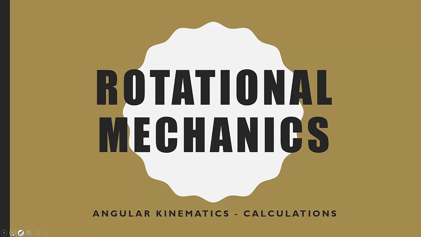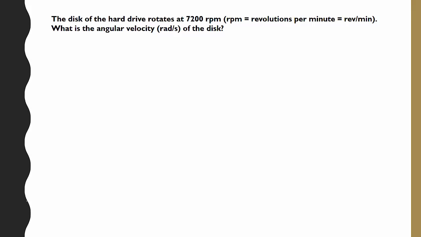On to a couple of calculations with angular kinematics. Before we jump into this first one, let's talk briefly about units. So we have our different quantities, our angular position, velocity, and acceleration. Now, angular position is an angle, so that can be measured in degrees or in radians. Most of the time you'll want to use radians, which means that omega is going to be radians per second and alpha is going to be radians per second squared.